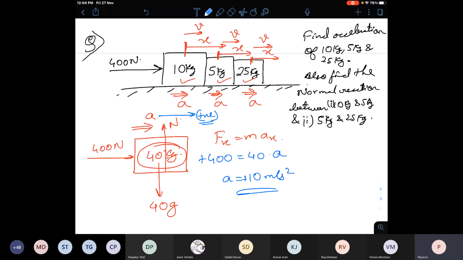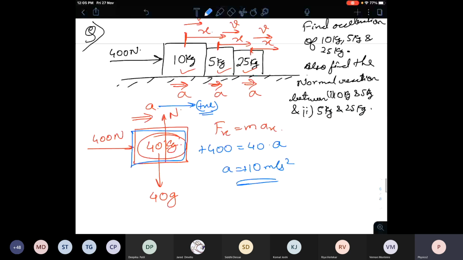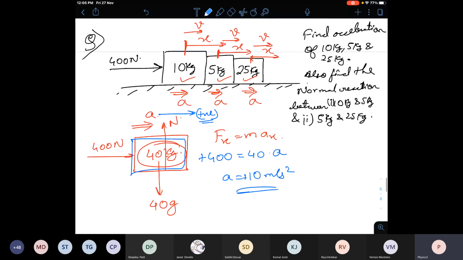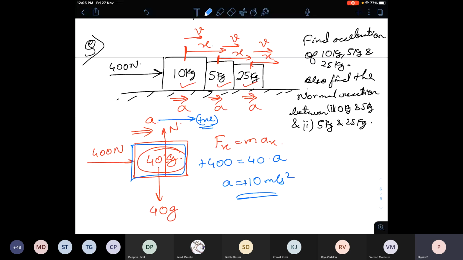Now we need the normal reactions. When you were studying the three blocks combined, you cannot see the normal reaction. If you want to see the normal reaction, you have to study the blocks individually. Let's take out the 10 kg block and study it in the horizontal direction, not in the vertical direction.